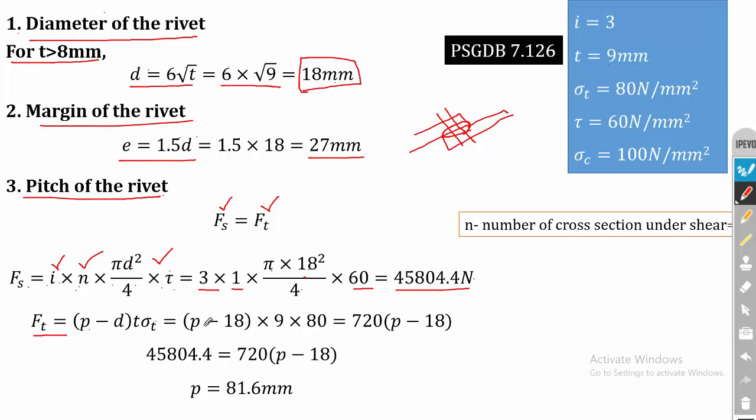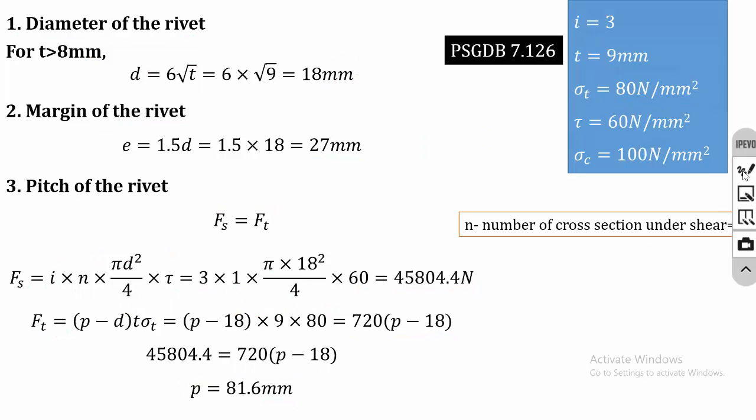So here P is the pitch and D is the diameter of the bolt, it is 18 mm. Then T is the thickness of the plate, it is 9 mm. And sigma T, it is given as 8 mm in the problem. So here P is the unknown value, so you will get 720 into P minus 18. Now to calculate the value of the pitch, we have to equate these two values. So that is 45,804.4 is equal to 720 P minus 18. So if you solve this equation, finally you will get the P value is equal to 81.6 mm.